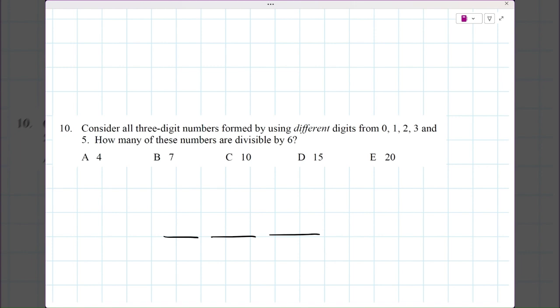Any of these counting questions, I've said this before, think about constraints. Now, it's, for example, where can the 0 go? Is there a constraint on the 0? If a number is divisible by 6, is there a constraint on any of these 3 choices? Start to get your constraints in, and then you'll start to see how many options you have.